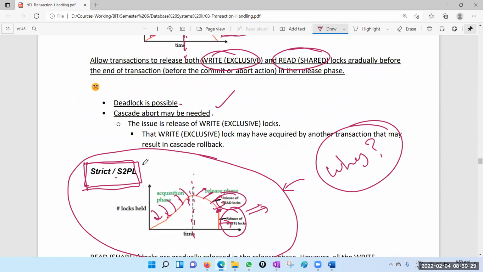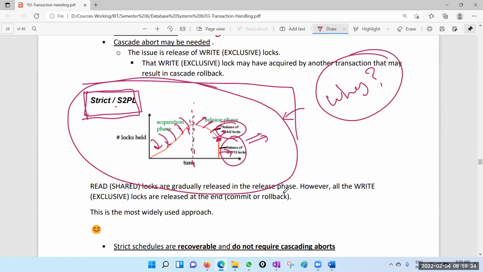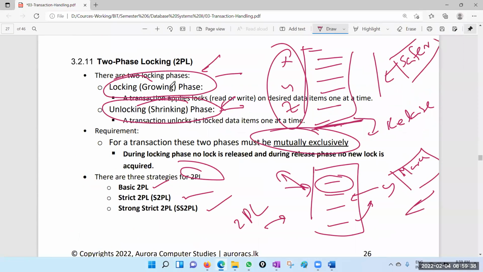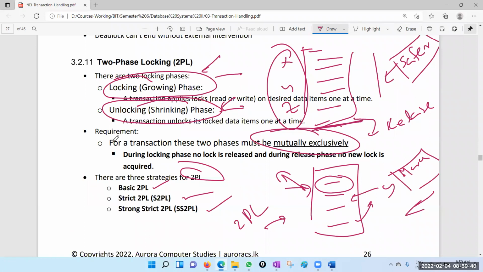strategies. What we use is, in general, the strict two-phase locking, because the basic two-phase locking is too strict and has the cascade rollback issue.